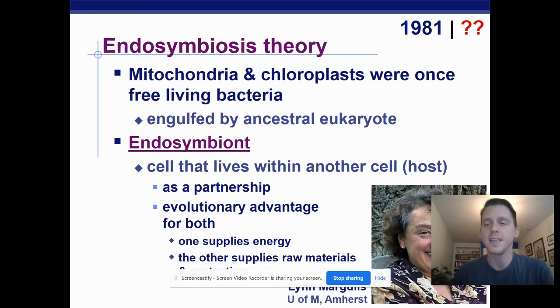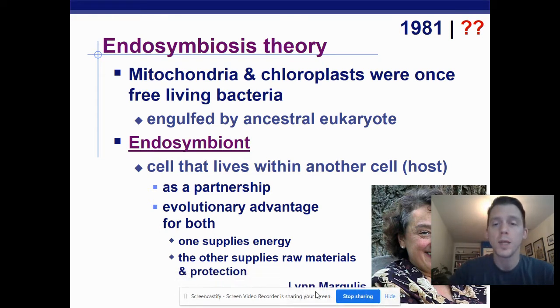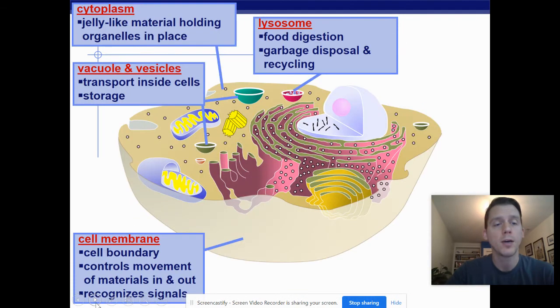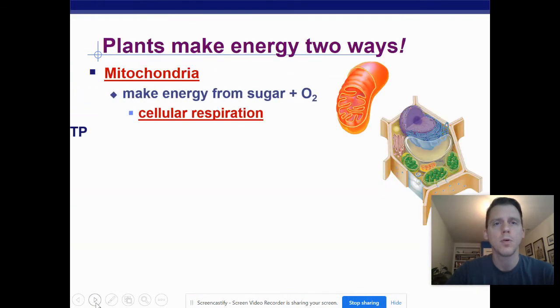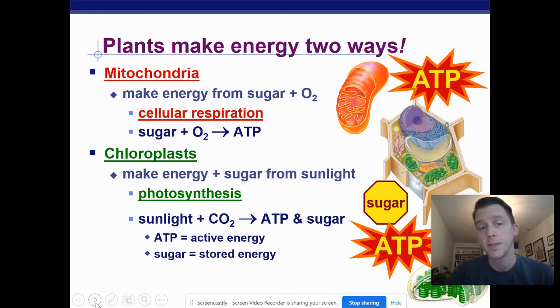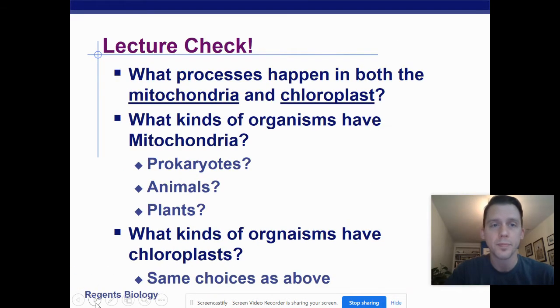Hi everyone, we're going to continue on with our cell organelle lecture, and this is part 2. You may remember that we left off with some information about mitochondria and chloroplasts. So we kind of differentiated between the two. We learned that mitochondria are in both plants and animals, and mitochondria make ATP through a process called cell respiration. And then we learned that chloroplasts are found in plants, and chloroplasts use the process of photosynthesis to make sugar.